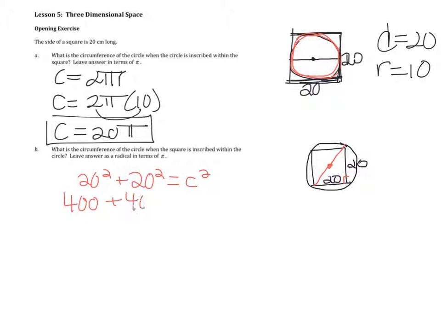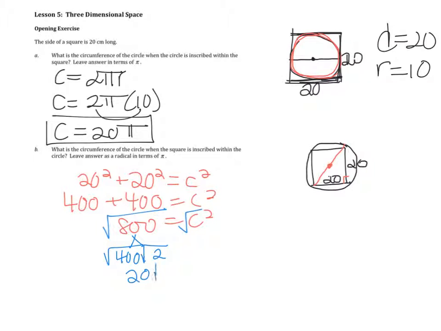400 plus 400 is equal to c squared. We get 800, and we need to reverse the process of squaring a number, so I'm going to take the square root, in which case I will get 400 times 2. 400 is a perfect square, so it's 20 radical 2 is equal to c. So we're looking for the circumference.